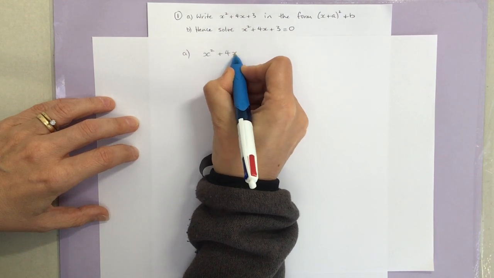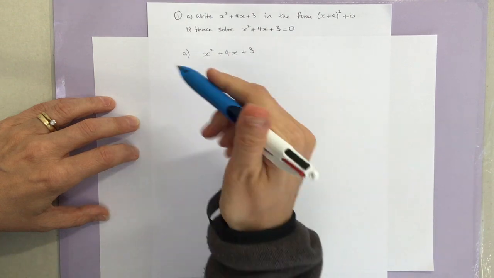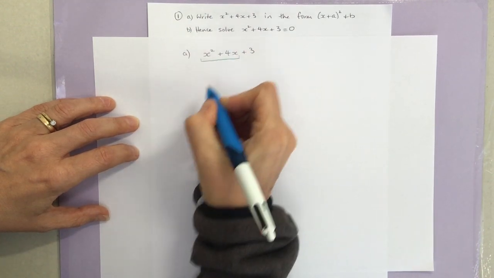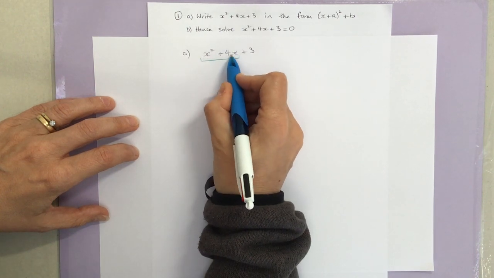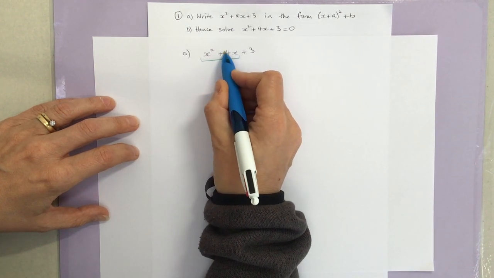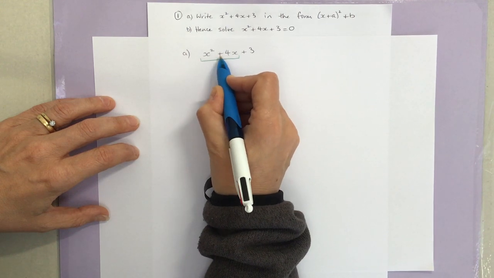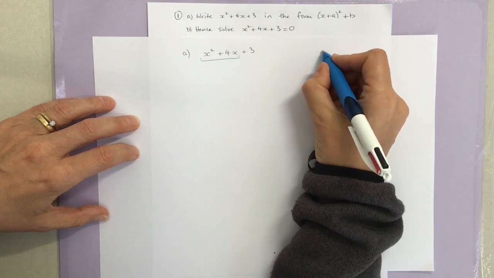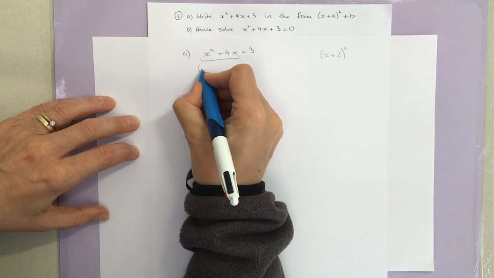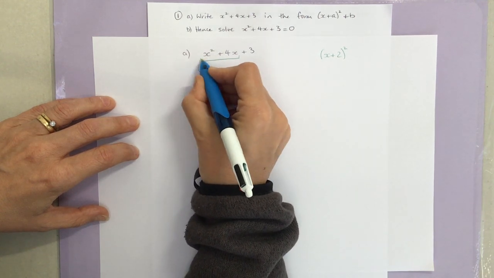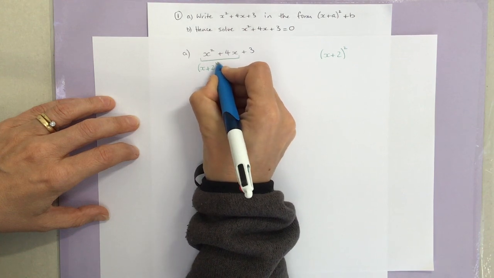And the way that we start this method is we ignore the plus 3 for now, and we just look at the x squared plus 4x. And what we do here is we halve the coefficient of x. So we look at the number in front of the x and we just halve that. So that would give me plus 2, positive 2. And the sign is important here. So I look then at doing x plus 2 squared. So I'm replacing this part, this green bit, with x plus 2 all squared.